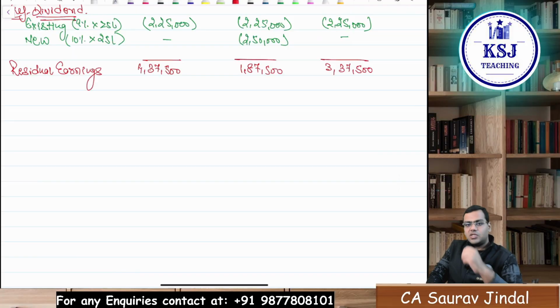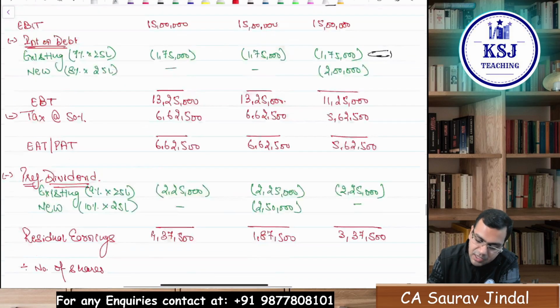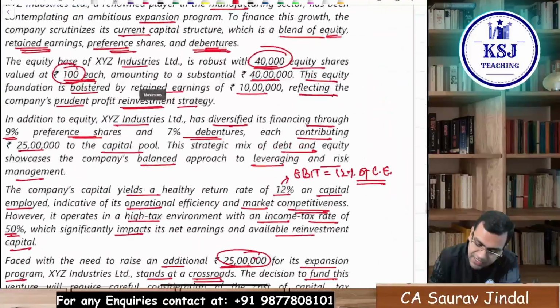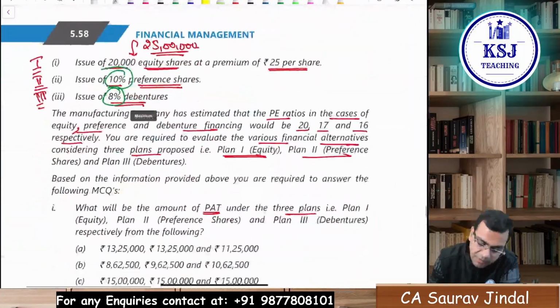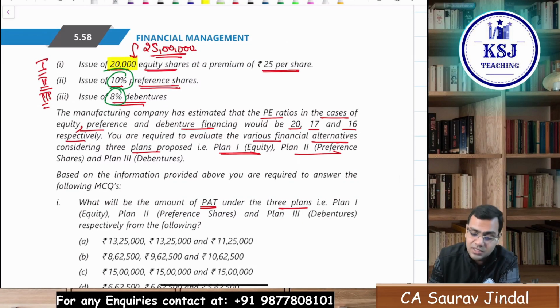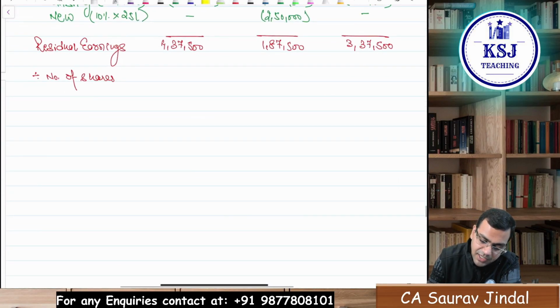Now to calculate EPS, what will you do? You will divide this residual earnings by number of equity shares. In the first option, that is the equity option, what will be the number of shares? See here very carefully. What is the existing number of shares that you have? 40,000 shares. In the first option, how many additional shares you will be issuing? That is 20,000 shares. So total number of shares in the first option will be 60,000. In the second and third option, it will be 40,000.